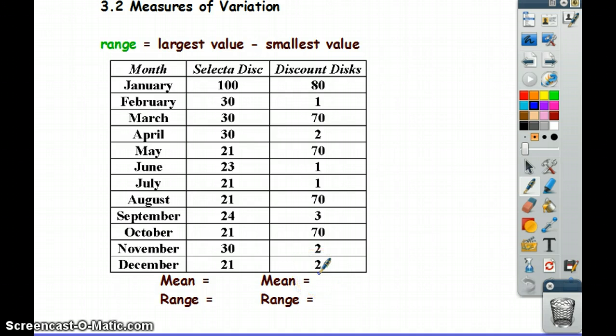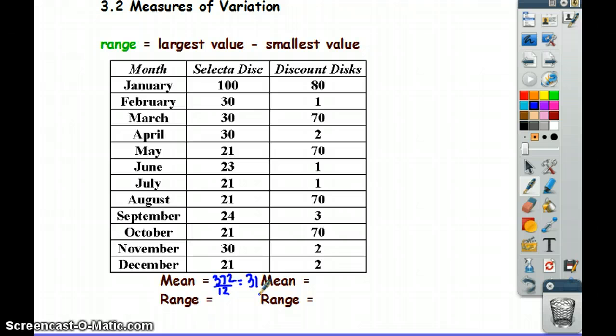Well, let's talk about mean. We already know how to find the mean, the average. We add up the total and divide by the number that we have. And because we're talking about the 12 months, we divide by 12. So I added all these numbers up and I got 372 divided by 12. The mean ends up being 31.